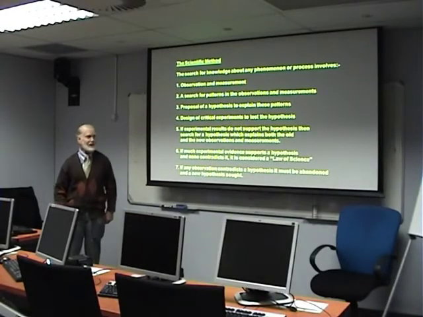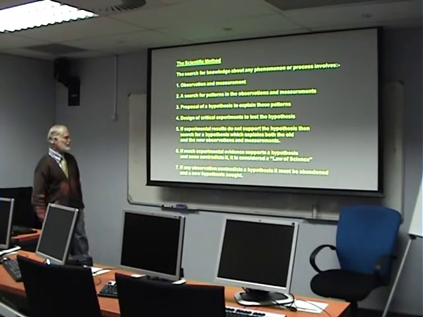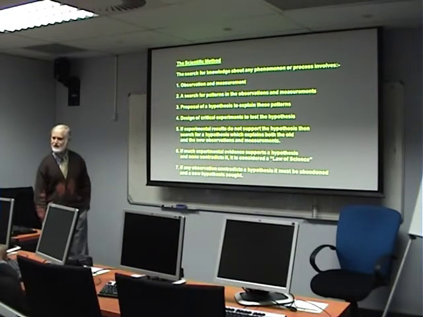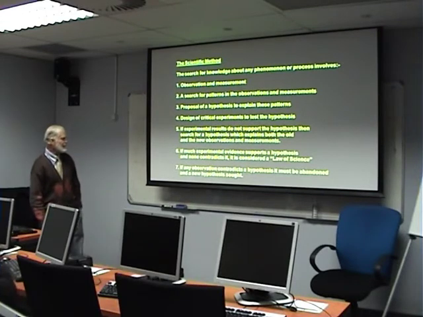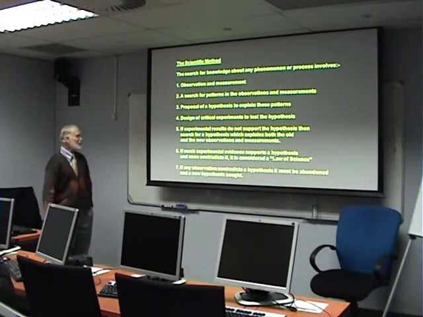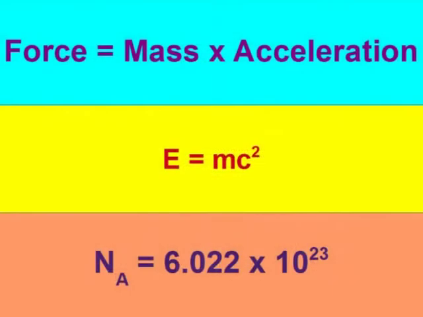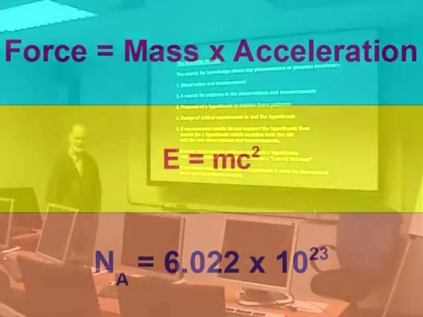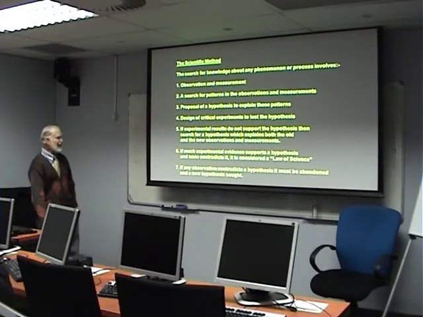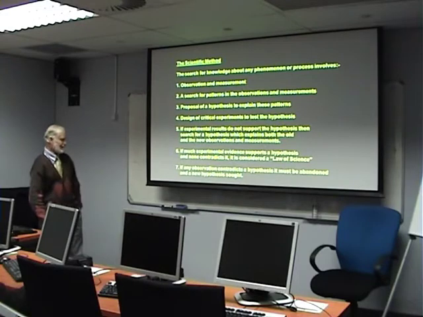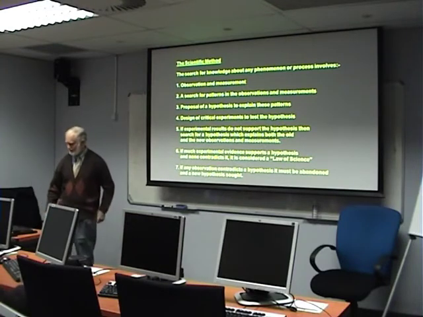Five, if experimental results do not support the hypothesis, then one must search for a hypothesis which explains both the old and the new observations and measurements. Then six, if much experimental evidence supports a hypothesis and none contradicts it, it is considered a law of science. And seven, if any observation contradicts a hypothesis, it must be abandoned and a new hypothesis sought.